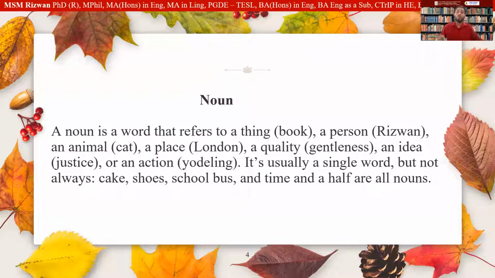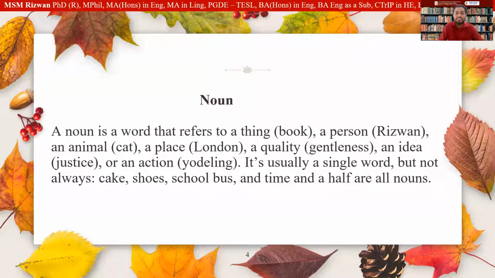By the way, as per today's session, let us define the term noun. A noun is a word that refers to a thing. You can simply understand what a noun is. A noun is a word that refers to a thing, or a person, or an animal, or a place, or a quality, or an idea, or an action. So these can be referred to as nouns.